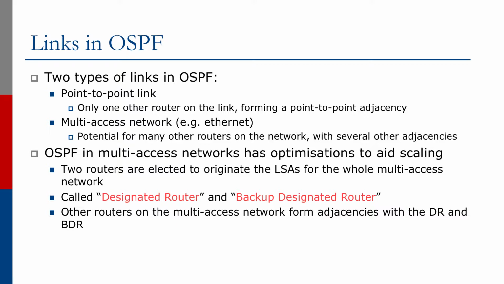OSPF in multi-access networks has optimization to aid scaling. Two routers are elected to originate the LSAs for the whole multi-access network. These two routers are called the designated router and backup designated router, respectively. Other routers in the multi-access network form adjacencies with the DR and the BDR.